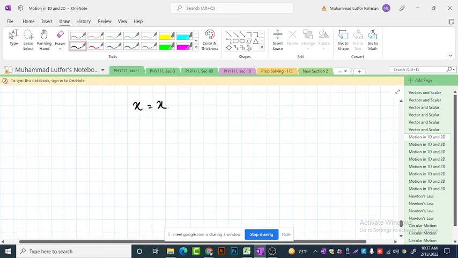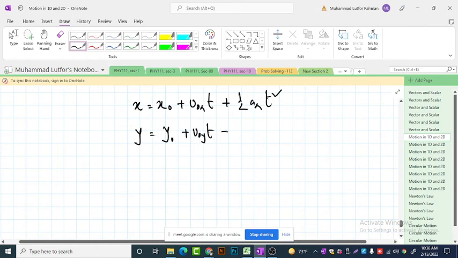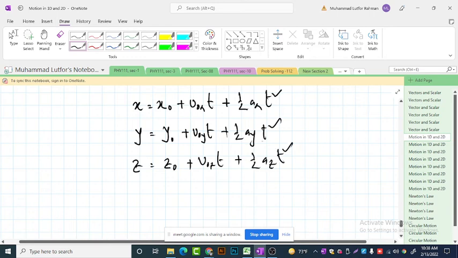So this will be x equal to x naught plus v naught x t plus half of a x t square. If it is towards the y direction, I'll write it in the form y equal to y naught plus v naught y t plus half of a y t square. If it is 3-dimensional, I'll write the same equation in the z direction, v naught z t plus half of a z t square. So that's the only equation.